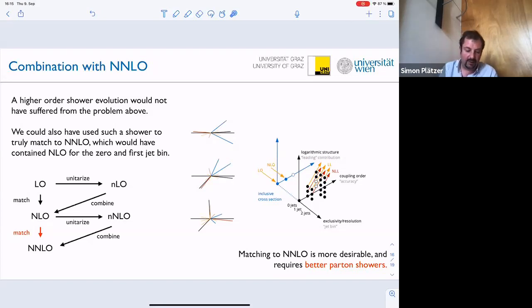But as I said, it's not that big of a problem if we think about that we generate this from merging next to leading order calculations. But these calculations are not as flexible as a full matching would be.